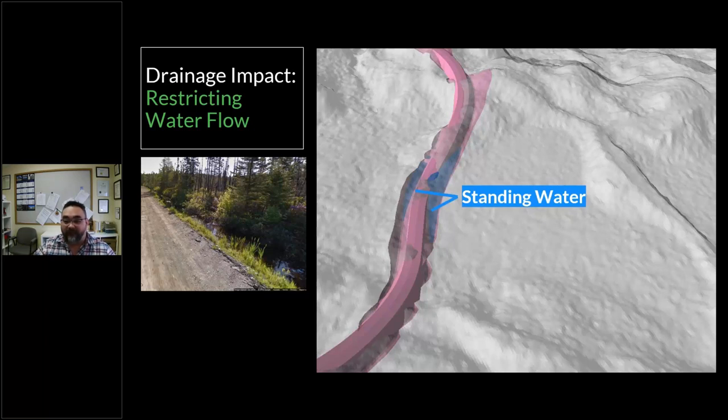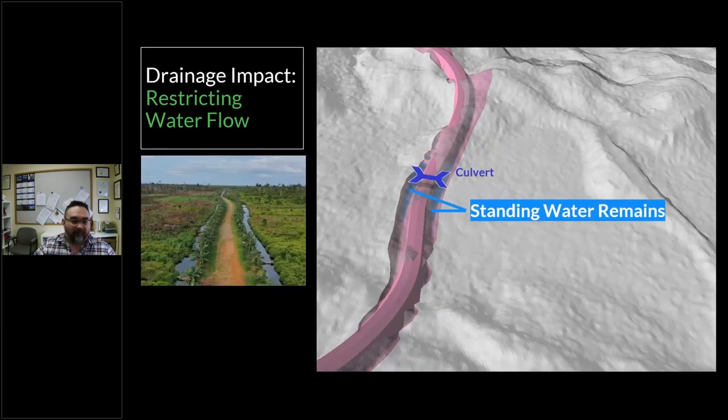So then we add culverts or a culvert. Well, we can add that culvert, but it doesn't necessarily do much for us on that flat ground. And we've given the water the ability to flow through the road, but it really has nowhere to go. And so then we design offtake ditches.